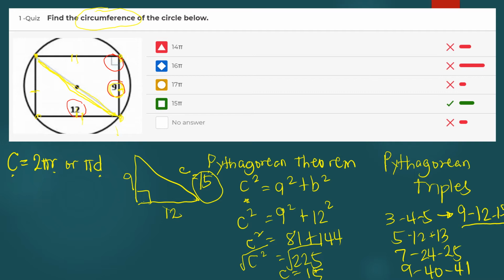So, we go for fast with accuracy. Okay? So, since we have here C is equal to 15, that is the diagonal of our rectangle. At the same time, that is the diameter of our circle. So, all we have to do is just substitute. 15 here. Okay? So, we're going to make use of pi d. Therefore, we will have pi, and then the diameter is 15, or we can write this as 15 pi, and that will be the circumference. So, the correct answer here is this one.